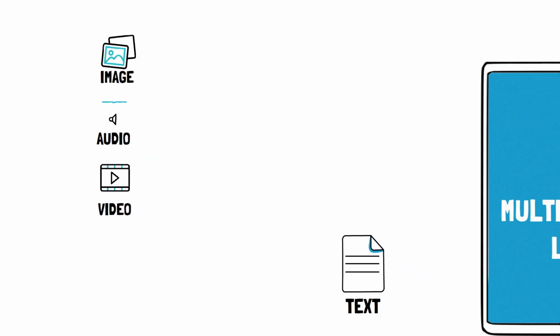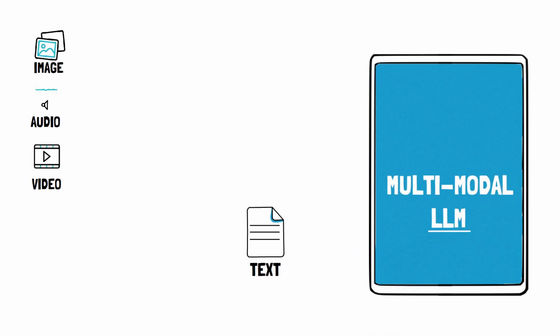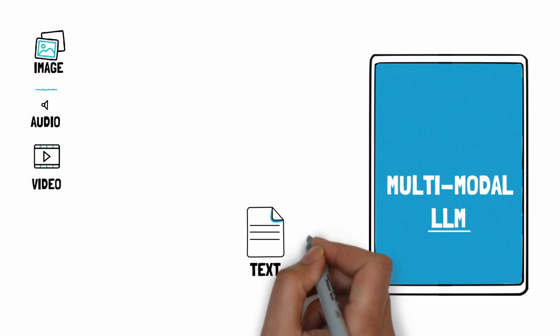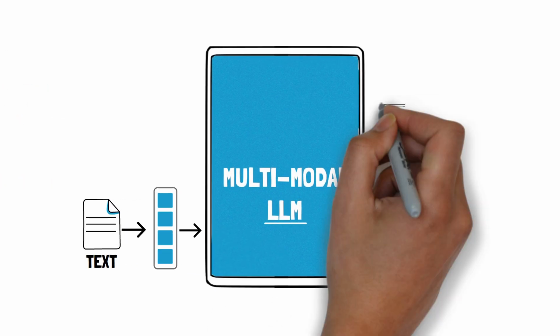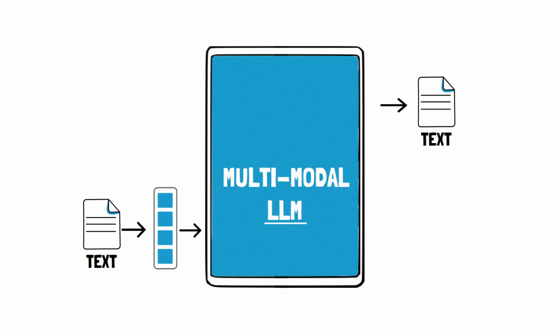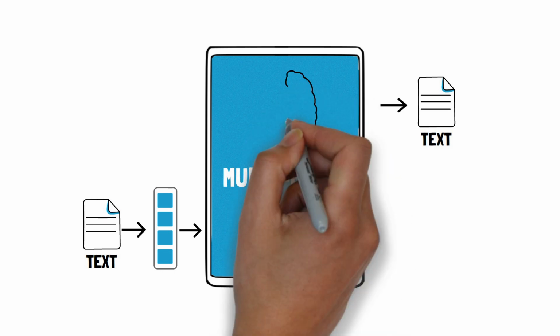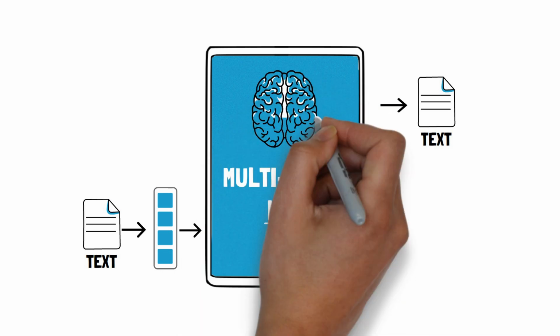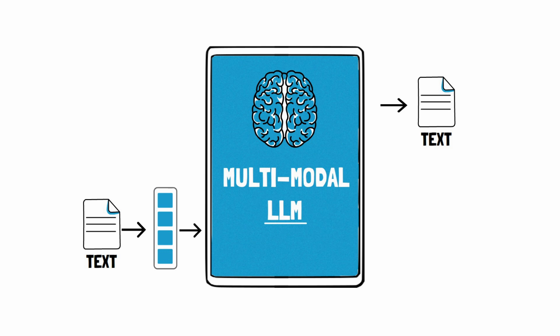On top of text, multimodal LLMs are designed to process and understand information from multiple types of data inputs, such as images, audio, and even video. At the core of the architecture is our usual pre-trained LLM, such as GPT-4 or Llama, which is responsible for understanding and generating text. This model acts as the brain of the system, interpreting inputs and producing textual outputs.